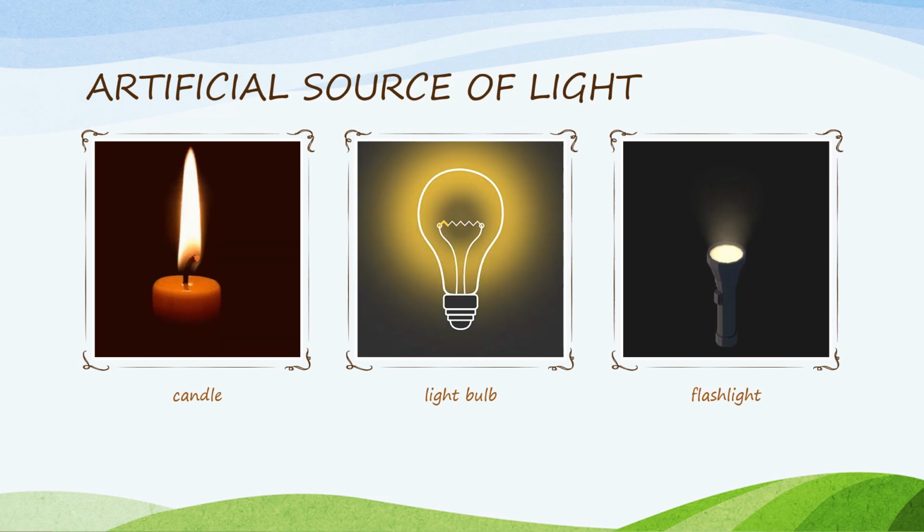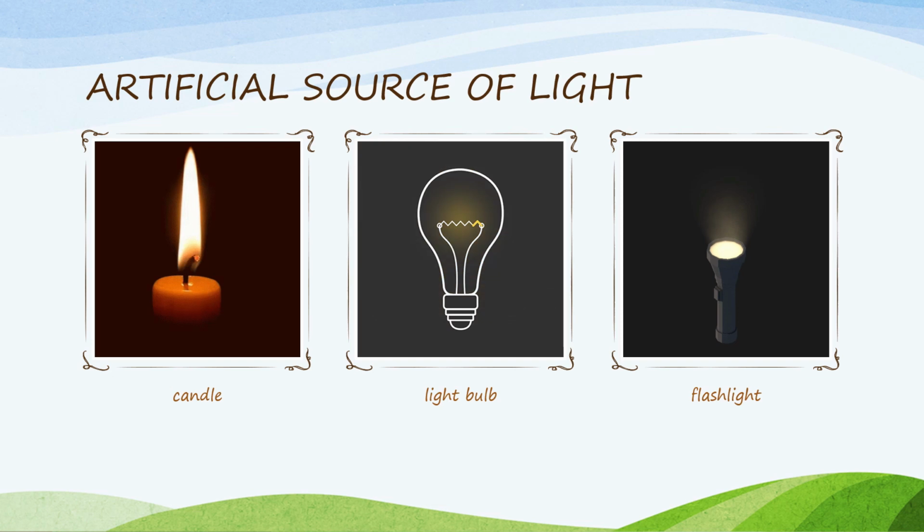So again, what are the two sources of light? The natural and the artificial. So when we say natural, that is produced by nature, and artificial, it is produced by people. Okay? Do you understand?